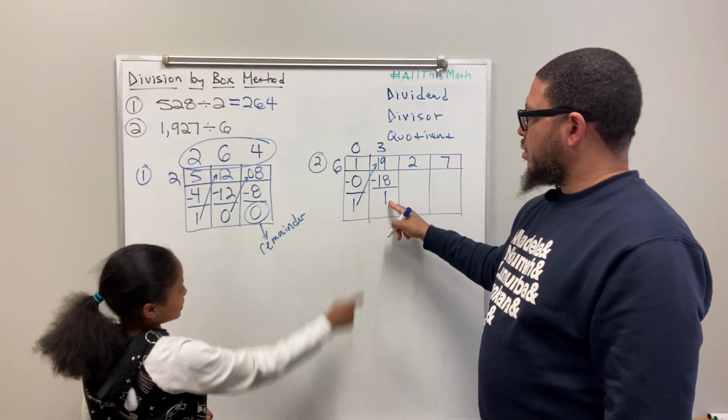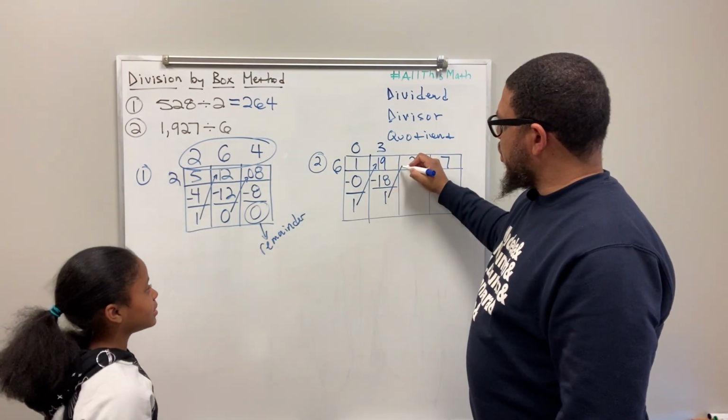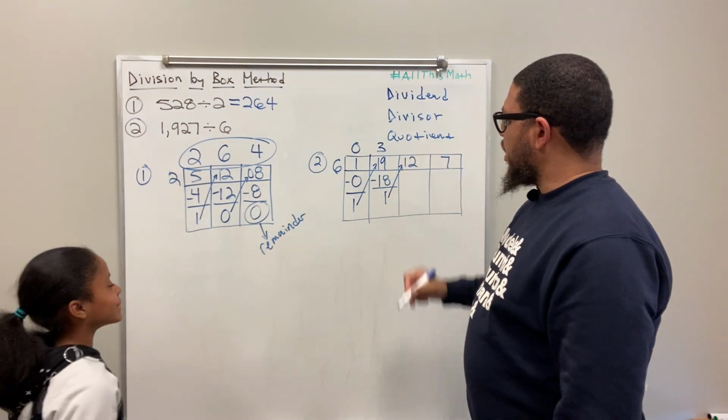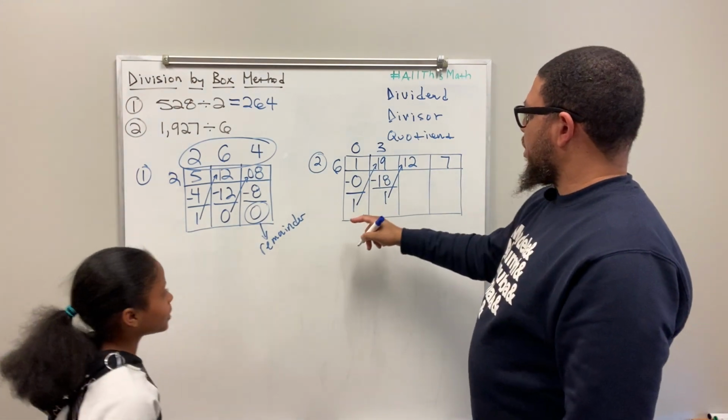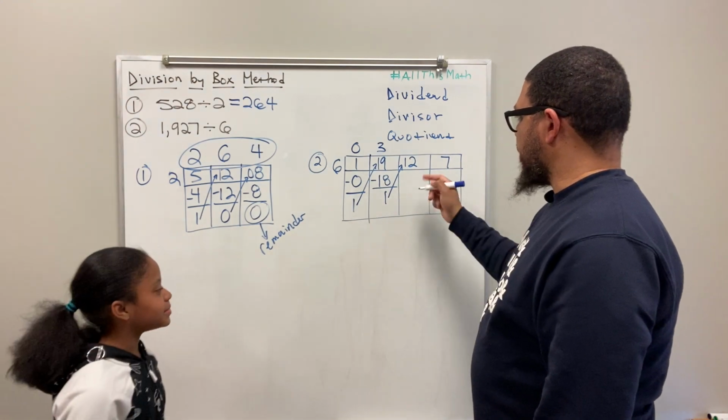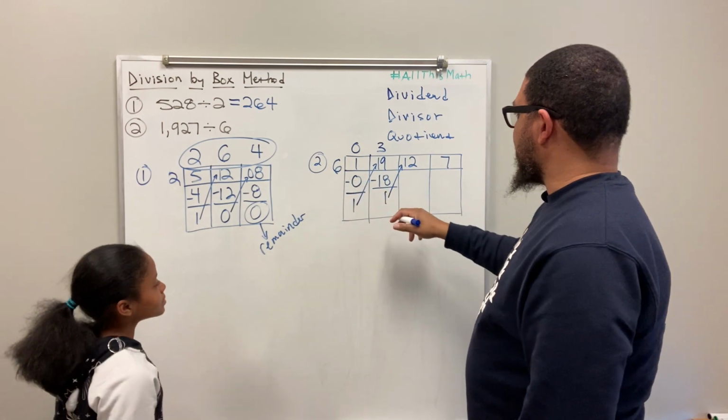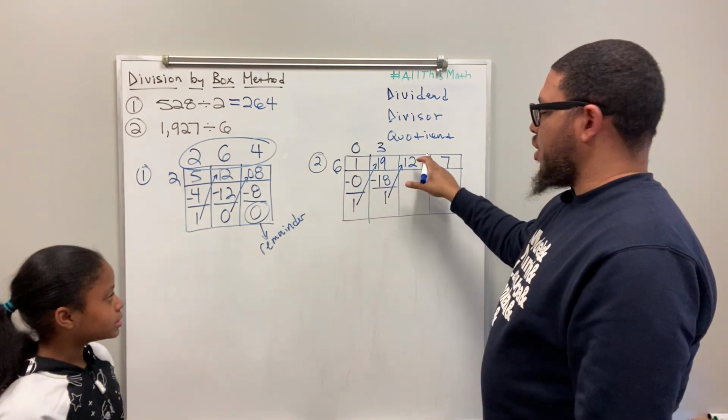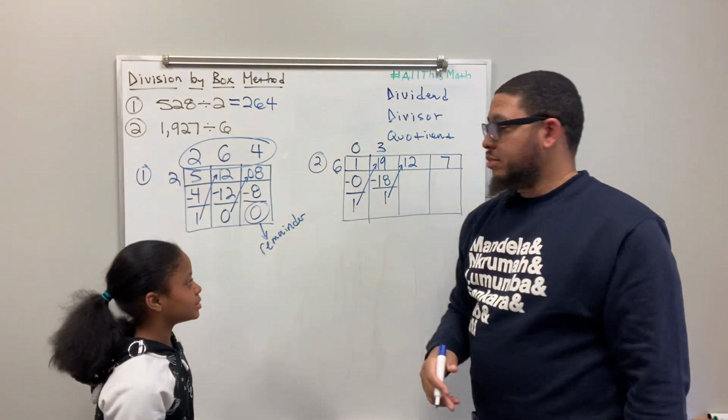Right? And now what do we do with this one? You put it next to the 2. So we go up here like this. And we put the 1 right there. Now we got 12. Right? We got 12 now, right? So now we got 6. How many 6s go into 12? 2. Where do I put the 2?